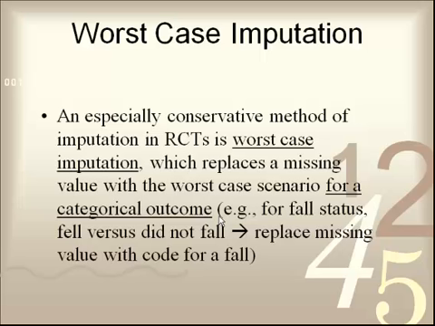So let's say you're using 1 and 0 for fall status. So a person fell versus they did not fall. What you would do is replace the missing value. If we didn't know if they fell or didn't fall, we would assume the worst case. We would assume a fall.